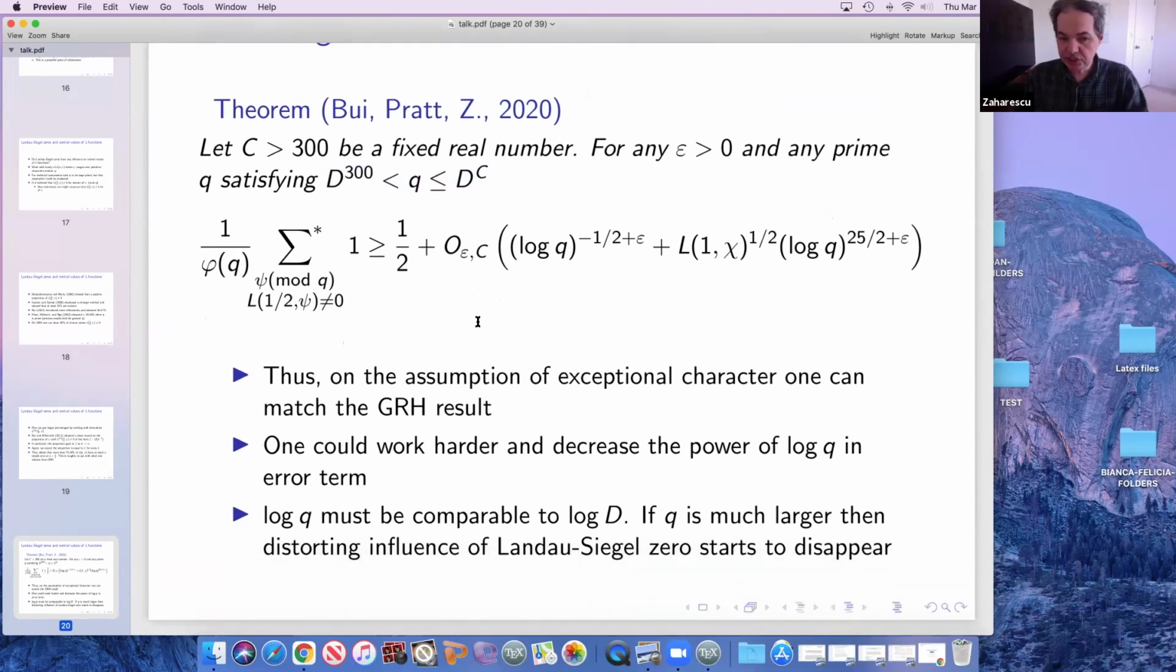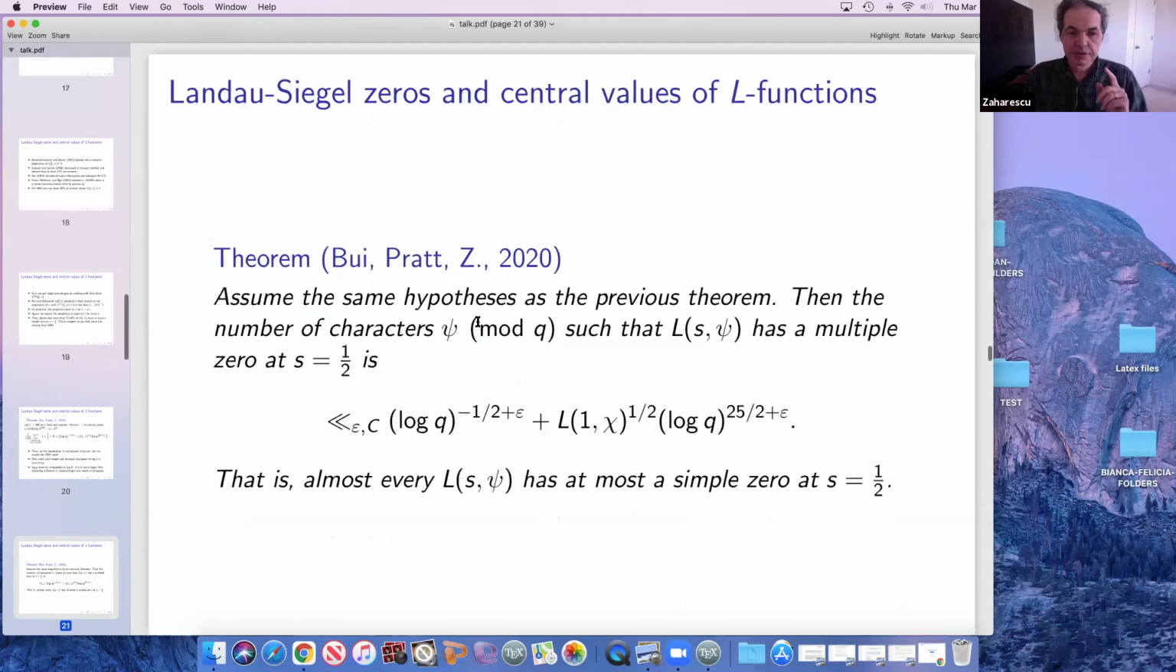So this can match what's known under GRH. And the second result is that when k is 1 already, the proportion is 1. In other words, 100% have at most a simple 0. So multiple zeros, if we count multiple zeros, there will be 0%.